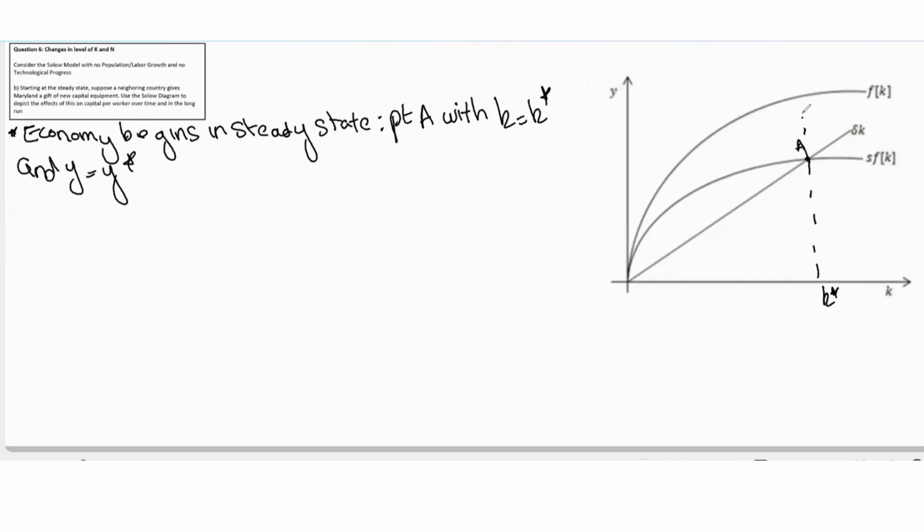If you want to see the corresponding steady state value of output per worker, we use our per worker production function, y is equal to f(k). So this is y star.